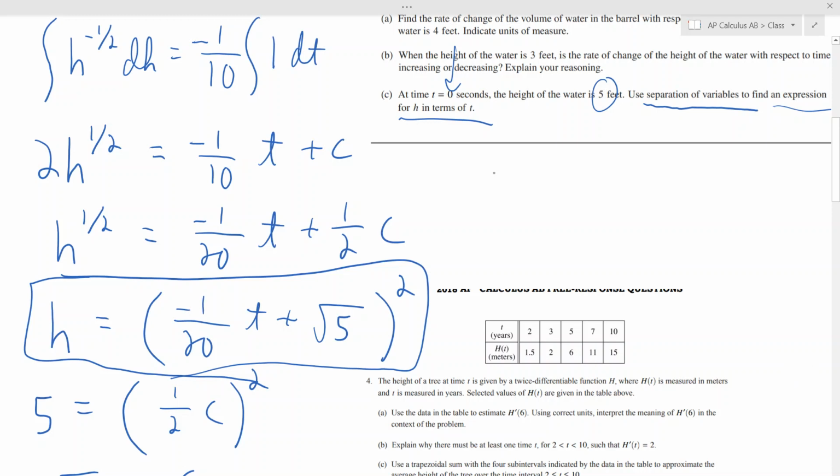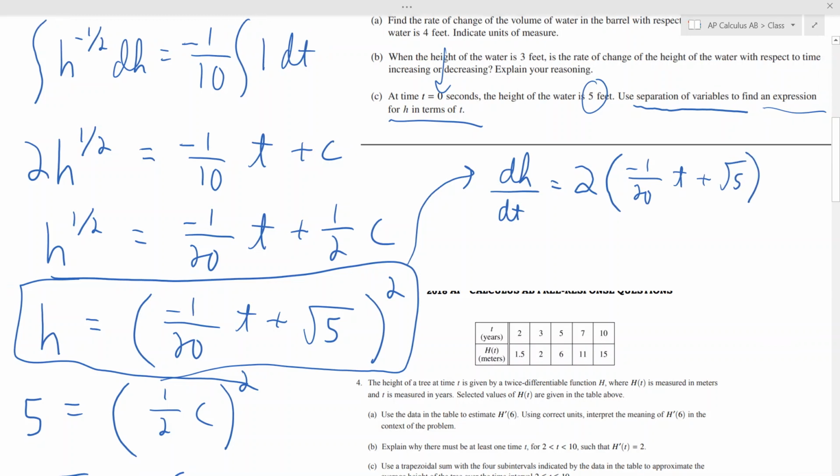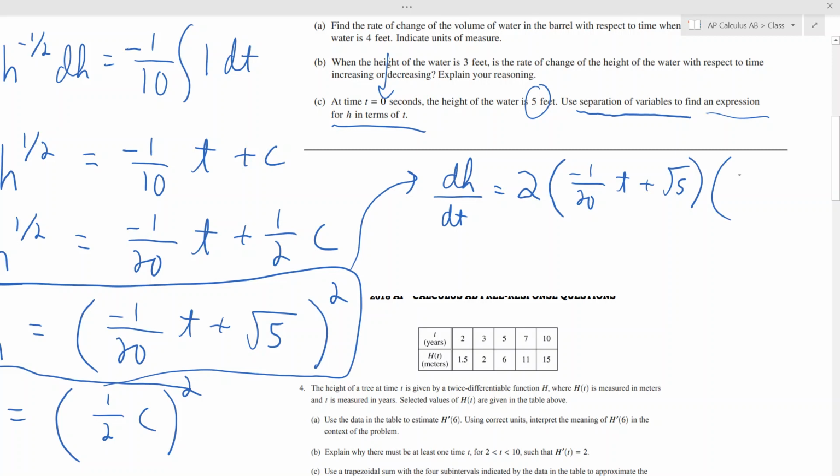If I derive that box right there, let's drop this up here. We get that dh dt is, all this is one big thing squared. So we got to derive that by doing the power rule. So we get negative 1 over 20t plus root 5. It's not squared anymore, and we multiply that by the derivative of the inside, which is that. Okay?